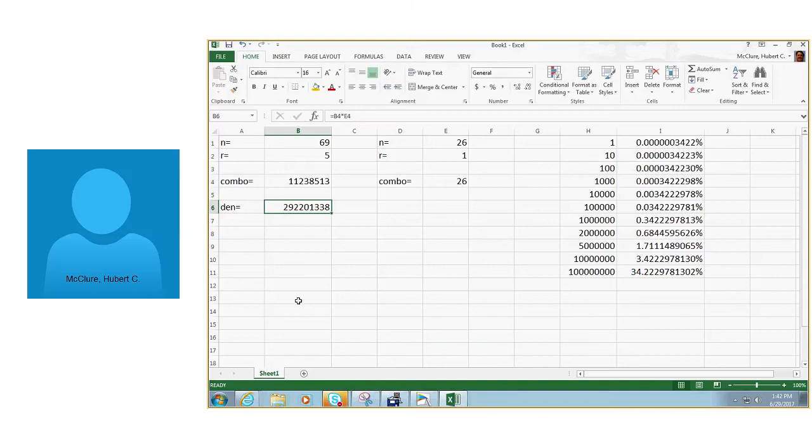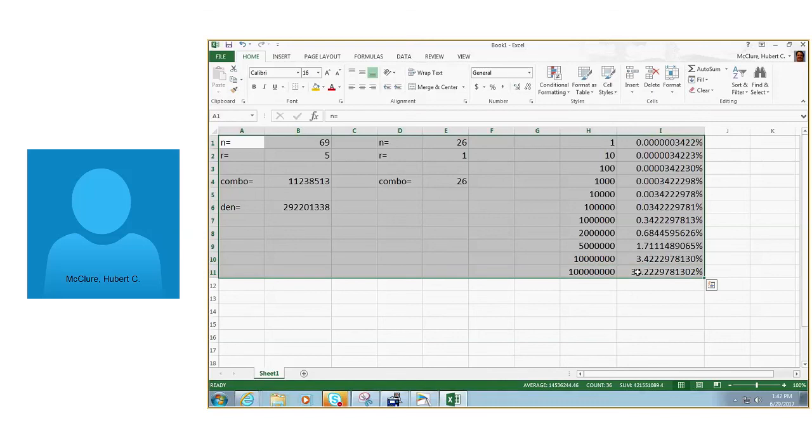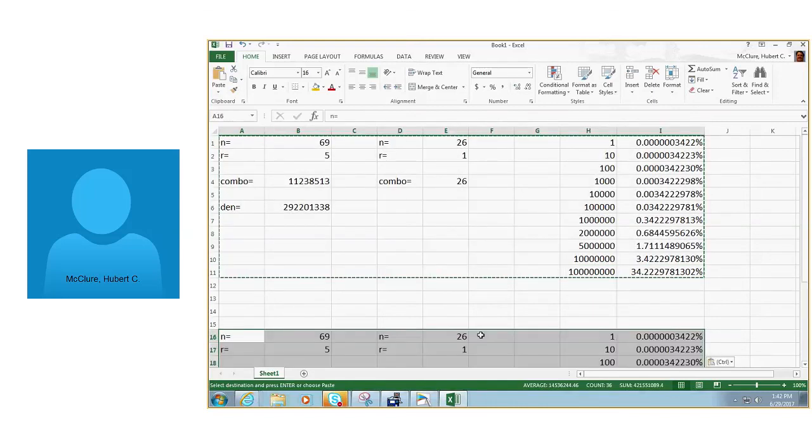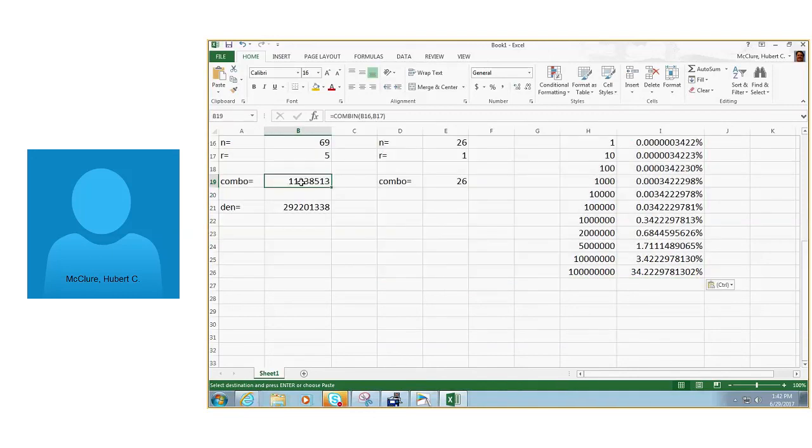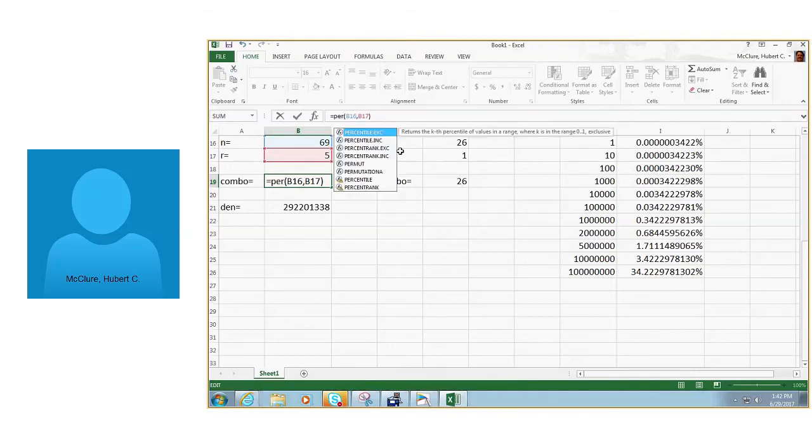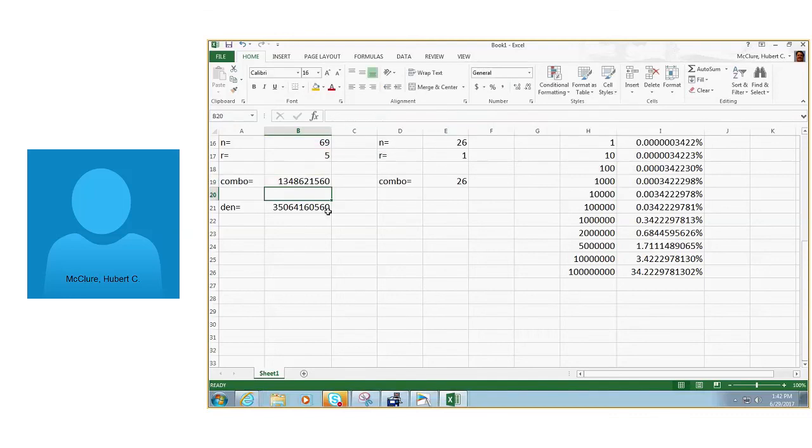Exactly. So if you did a permutation, all you do is change this to, well, just copy all this. Control C, Control V, and change this to permute, P-E-R. And change this to permute, which it won't change. I don't think it'll change that one.